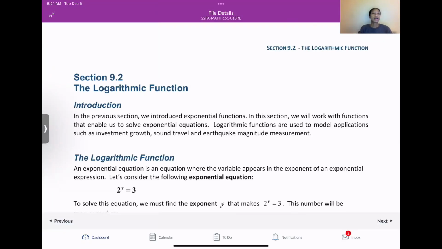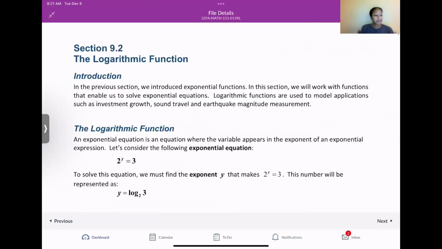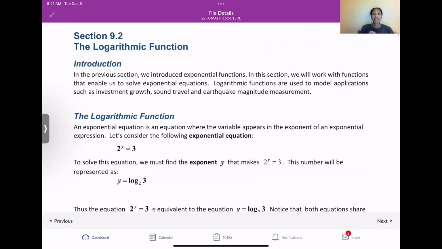So, our introduction. In the previous section, we talked about exponential functions. We said if we take a number and raise it to the x power, our exponent can be anything. We can evaluate that. We get a bunch of points. If our base is bigger than 1, we have exponential growth. If our base is between 0 and 1, we have exponential decay. In this section, we will look at functions that enable us to solve exponential equations.